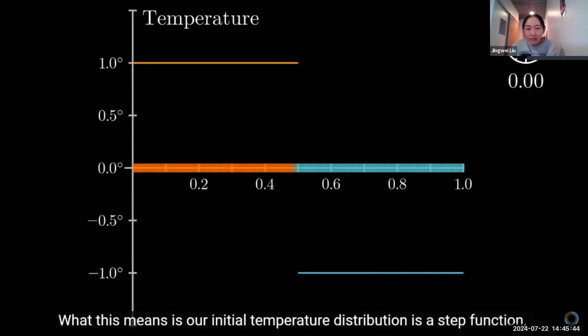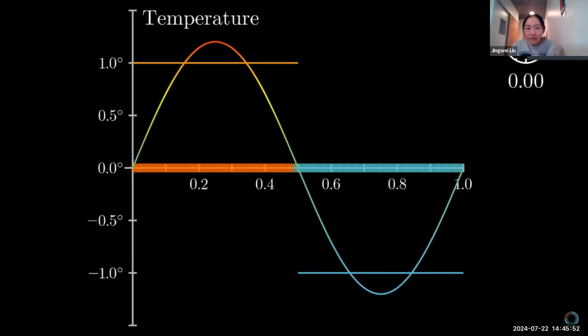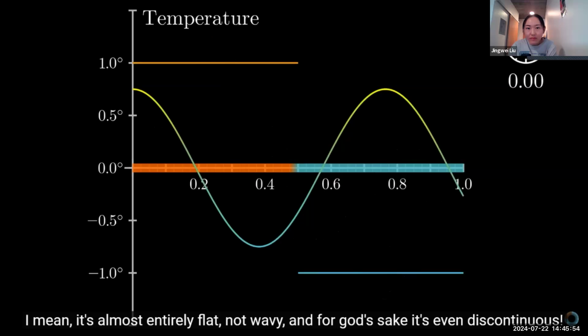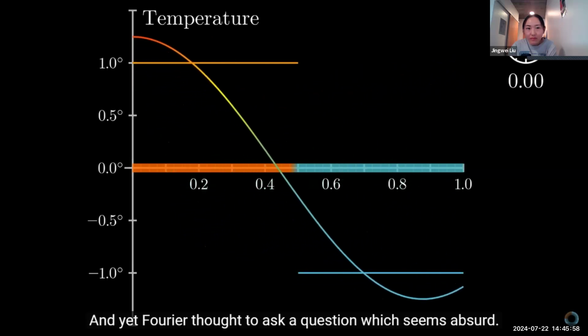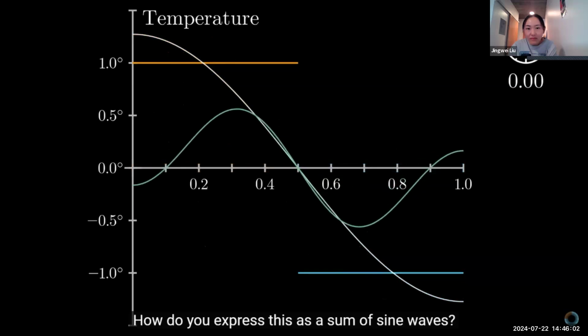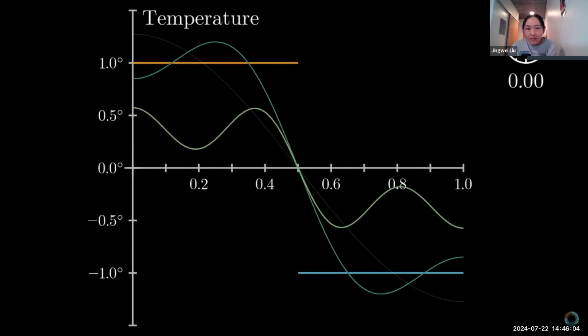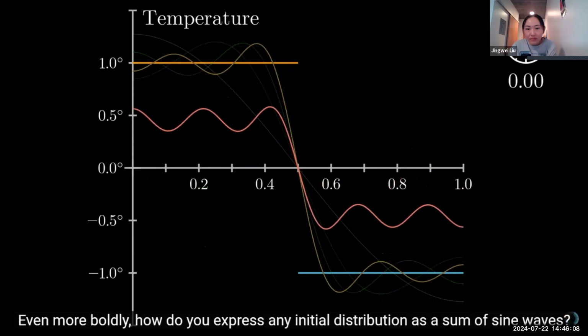What this means is our initial temperature distribution is a step function, which is so obviously different from a sine wave, or the sum of sine waves, don't you think? I mean, it's almost entirely flat, not wavy, and for God's sake, it's even discontinuous. And yet, Fourier thought to ask a question which seems absurd. How do you express this as a sum of sine waves? Even more boldly, how do you express any initial distribution as a sum of sine waves?